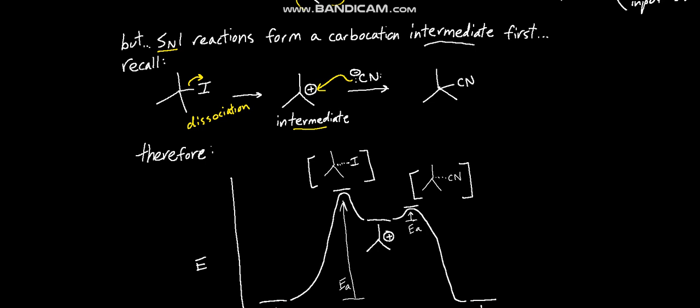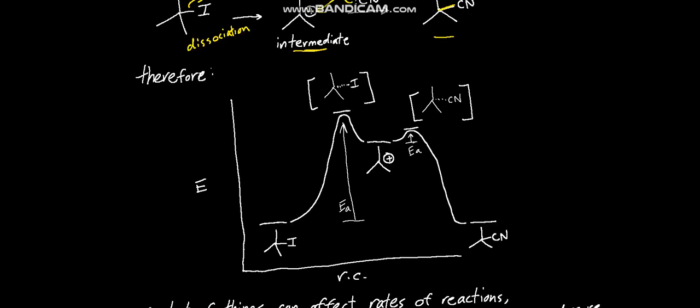In the second step, the nitrile group can come in and form that new bond. That's going to be from the intermediate on to the products. So our energy diagram for an SN1 reaction is going to look something like this.